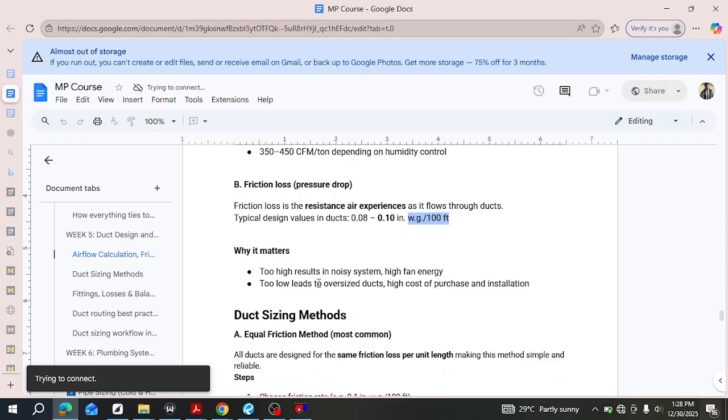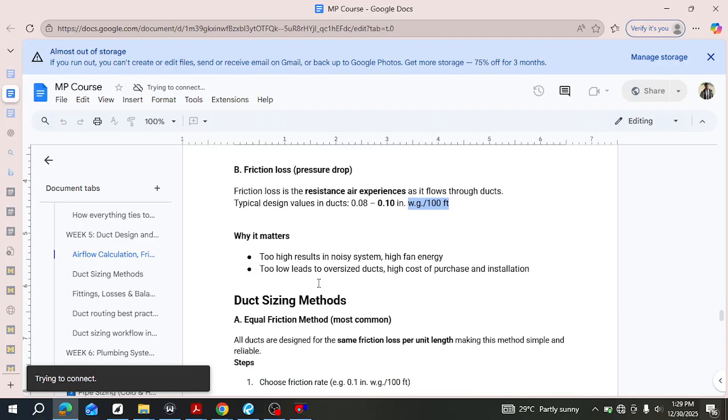if the value is too high, it results in a noisy system, because as the air is rubbing against the surfaces, it creates noise. That is another reason why ducted systems are not really liked; that's one of the disadvantages of ducted systems. It also requires high fan energy, because the air loses velocity very fast, so the fan needs to blow harder and more energy is expended to transport the air.